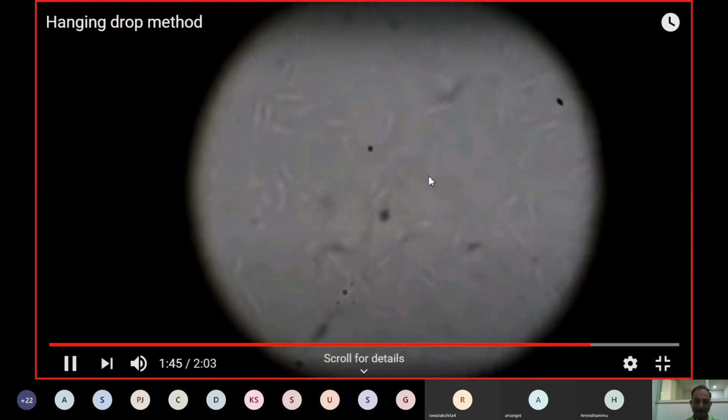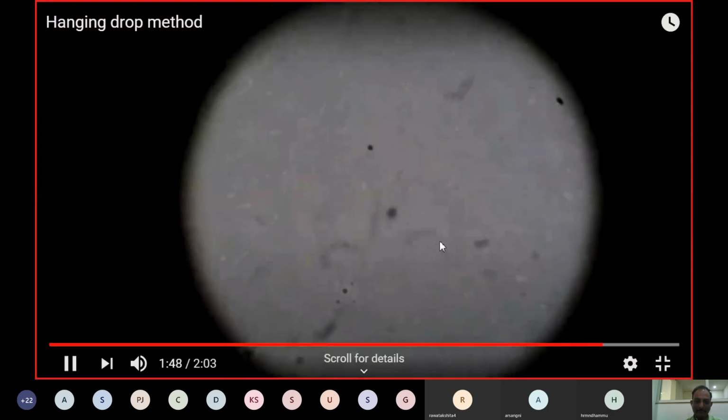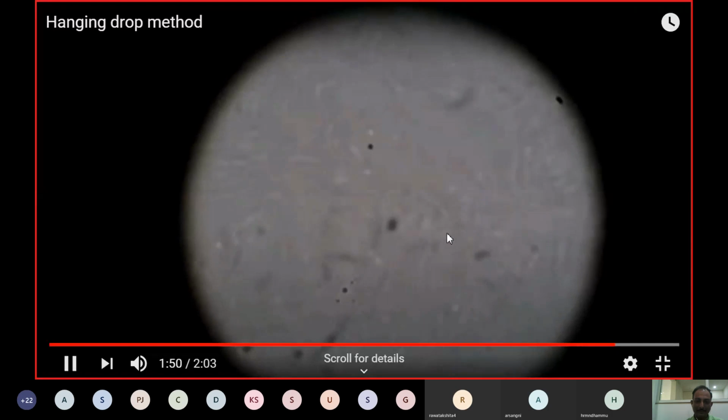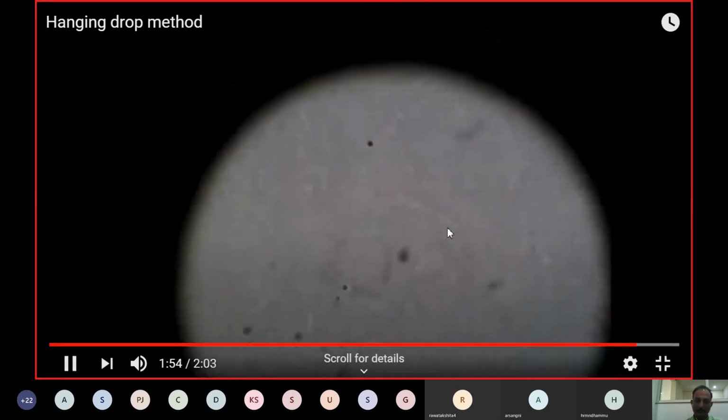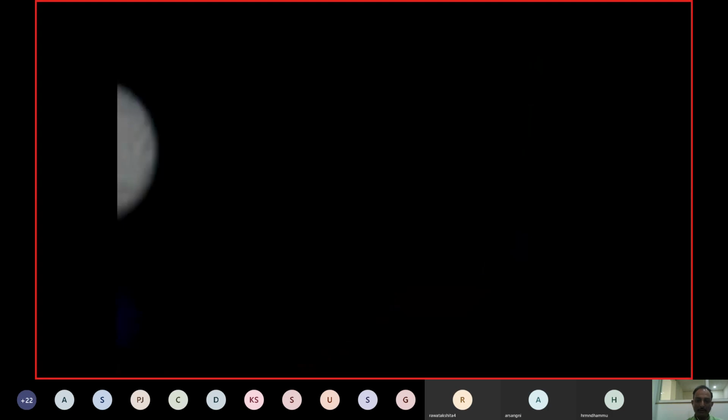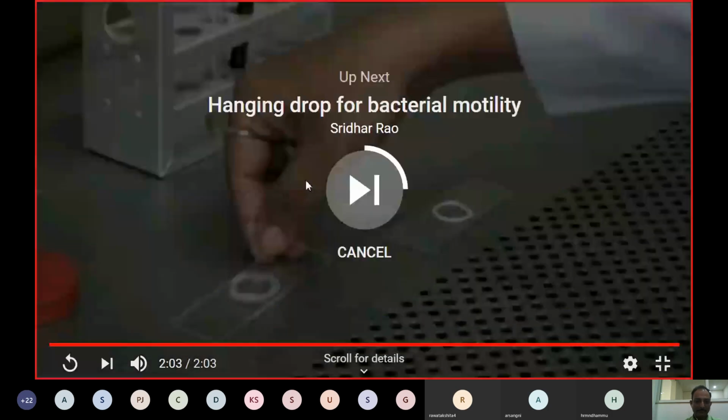So these are all bacilli which are moving with the help of flagella, right? And you cannot say whether it is monotrichous or bitrichous because you cannot see the flagella, but you can see only the movement of a bacteria. Yeah, so this is how we are showing this picture.